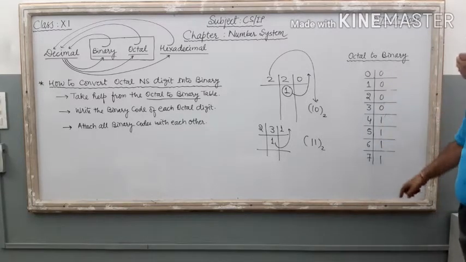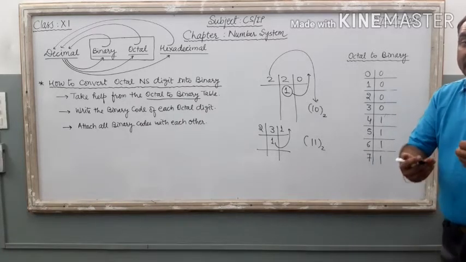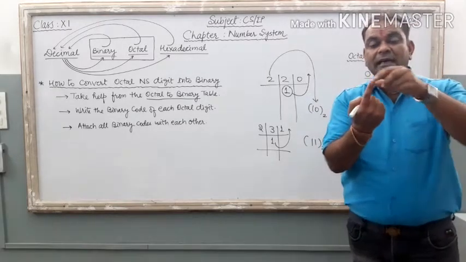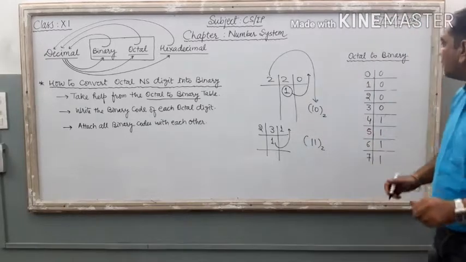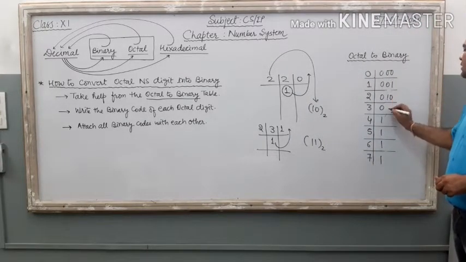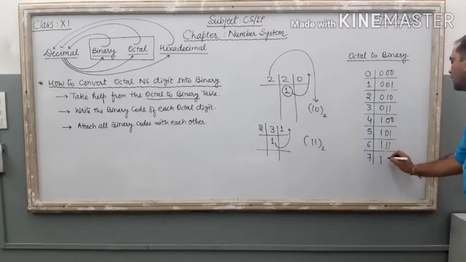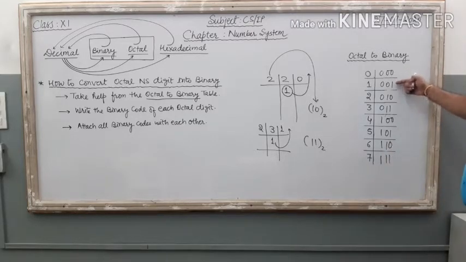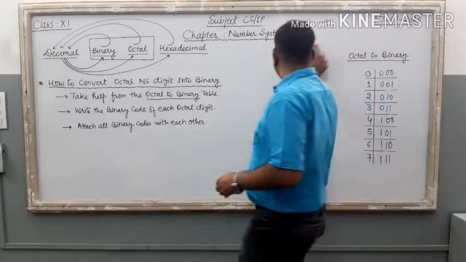Right? 4 times 0, then 4 times 1. Now, the binary table contains a logic: the very first point is 00, 01, 10, 11. Just follow the sequence: 00, 01, 10, 11. Now repeat it: 00, 01, 10, 11. Clear? This is the process by which you can remember this octal to binary table.